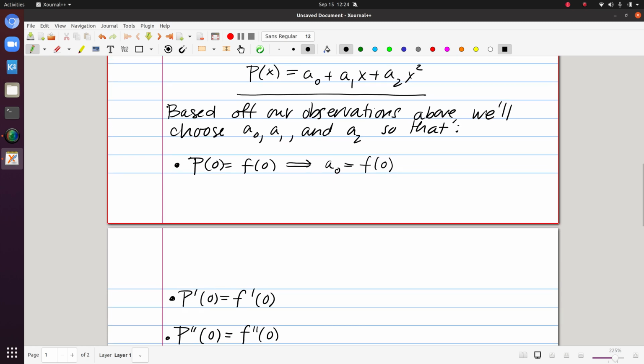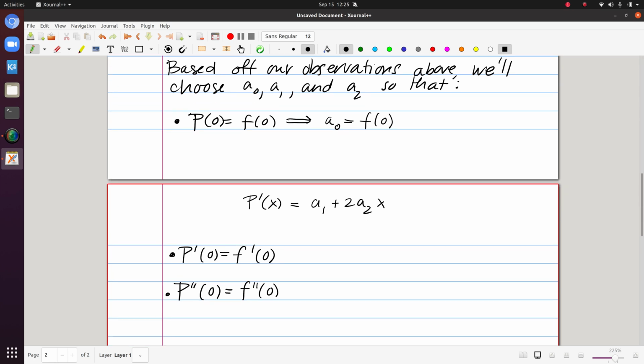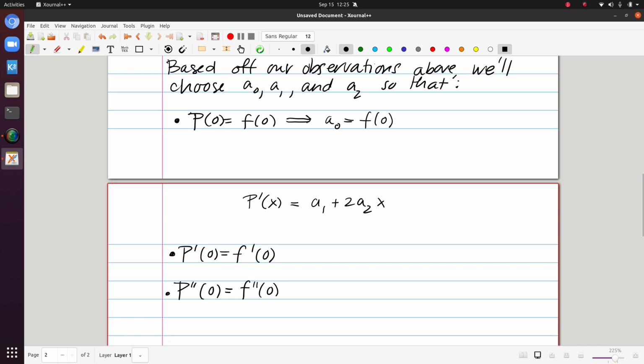Now, if p of x is what I have underlined above, p prime of x would be its derivative, which would be a1 plus 2a2x. We want to make sure that when I plug in 0 to p prime of x, what I'm left with is equal to f prime of 0. If you plug in 0 to p prime of x, you'll have a1. So we want to choose a1 to equal the first derivative of f.